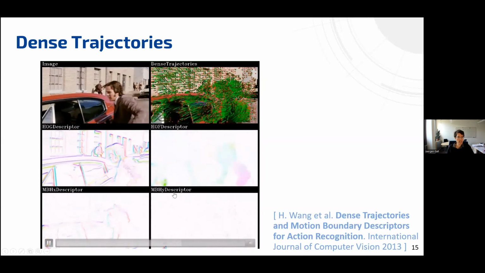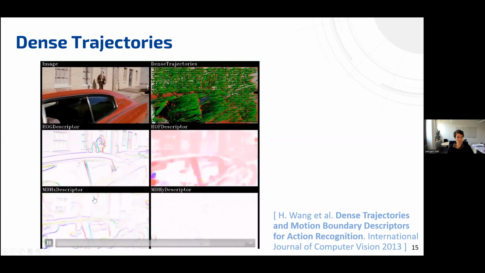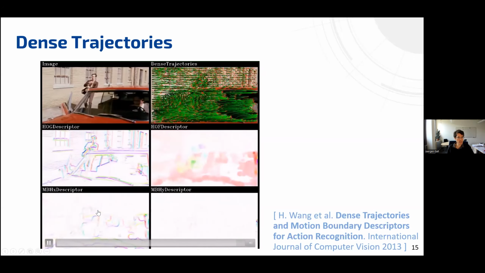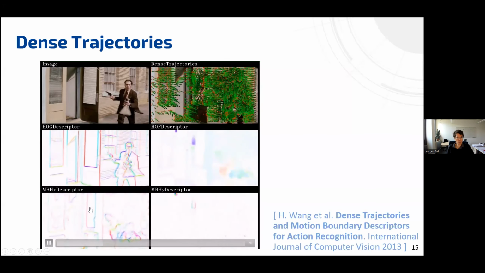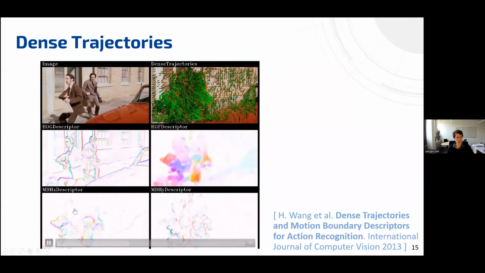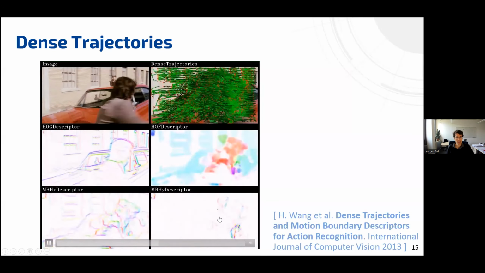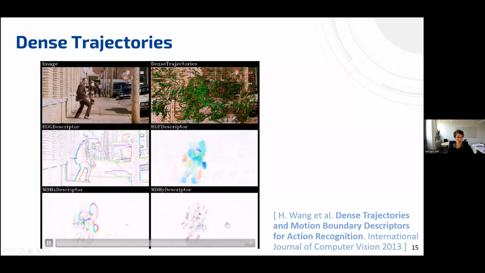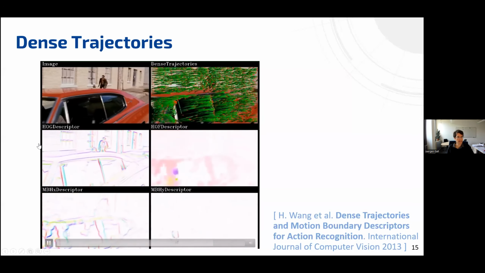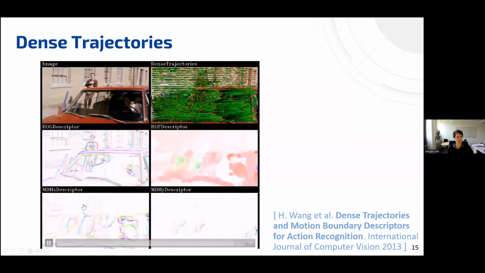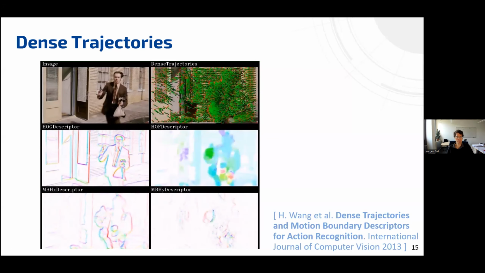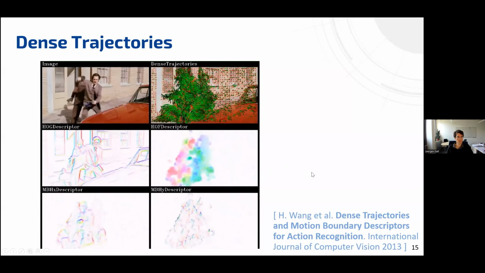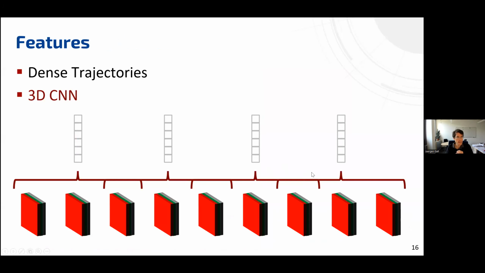But this kind of information is actually better visible here in the motion boundary histograms, because here you see the change of the motion in the x direction and in the y direction. You see here very well the person moving around, and also when the person enters the car. But you don't see the texture information, that's not part of it, because at the end here, the motion of the entire wall goes in the same direction. So that is one way how you can describe motion, which is based on trajectories.